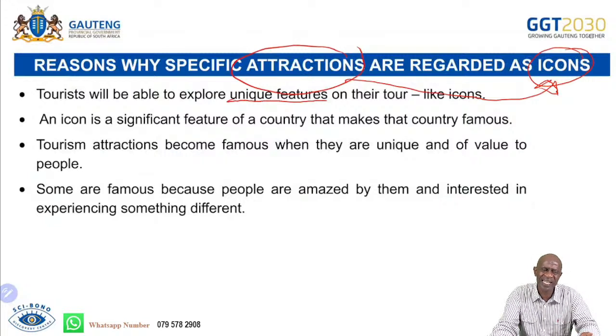You can realize that game parks don't offer unique characteristics, because in one game park you see a lion, a zebra, and it is a characteristic common to most of the game parks. So it's not a unique characteristic. That is a common characteristic. So with an icon, we specifically focus on the unique features.